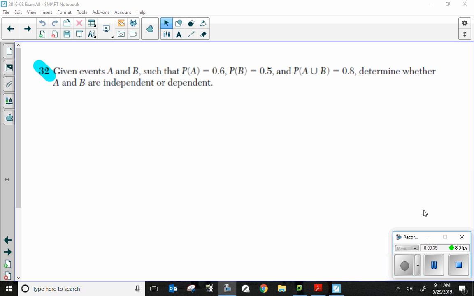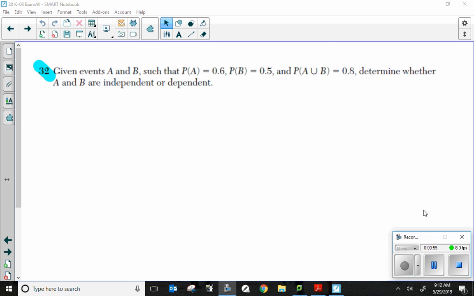Number 32 is a data or a stats problem. Given events A and B such that the probability of A is 0.6, the probability of B is 0.5, and the probability of A or B is 0.8, determine whether A and B are independent or dependent.